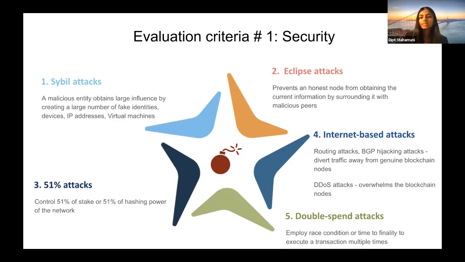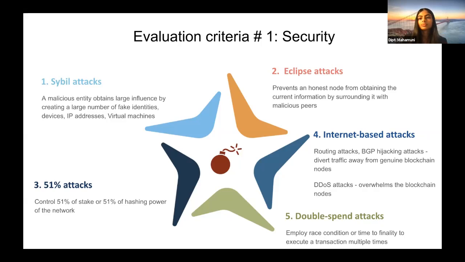Second are eclipse attacks, which are when an honest node is prevented from getting the current information on the blockchain by surrounding it by malicious peers. So, like with the Sybil attack, the current set of consensus algorithms like proof of work and proof of stake are also resistant to this attack. Again, if a malicious actor is able to gain control over a large proportion of the node's hashing power or the stake, these protocols are at risk.